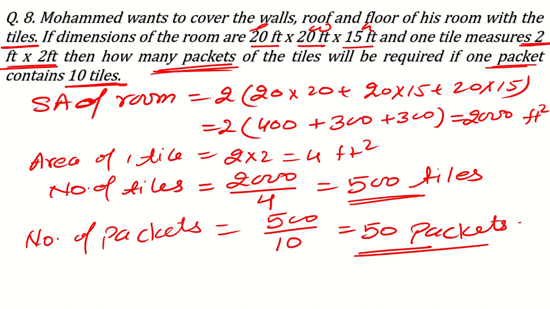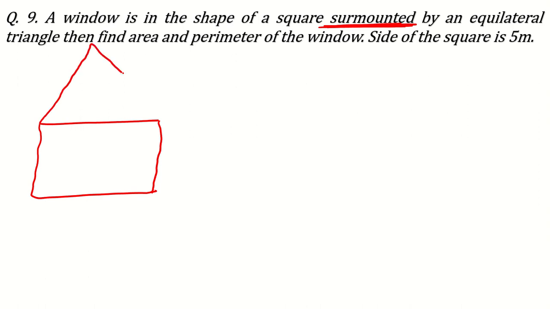will get the answer. Now another question will be, a window is in the shape of a square surmounted by an equilateral triangle. Now here this word is very important for you. Okay, surmounted. Surmounted means, I will tell you, first thing is a square like this. We know everything about the square. Surmounted by an equilateral triangle means it is covering completely like this.